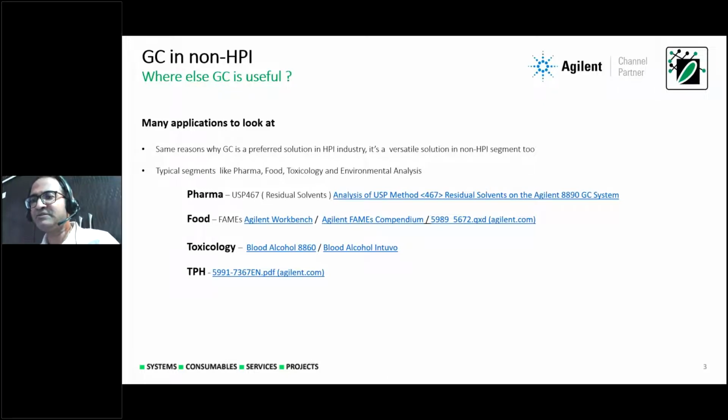So focusing on the pharma industry, we will talk a little bit about the 467, the United States Pharmacopoeia number 467. When it comes to food, I will take you through the FAMES analysis and what Agilent can offer when it comes to the food analysis.